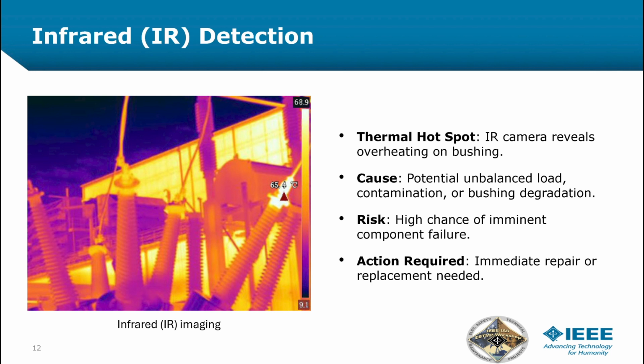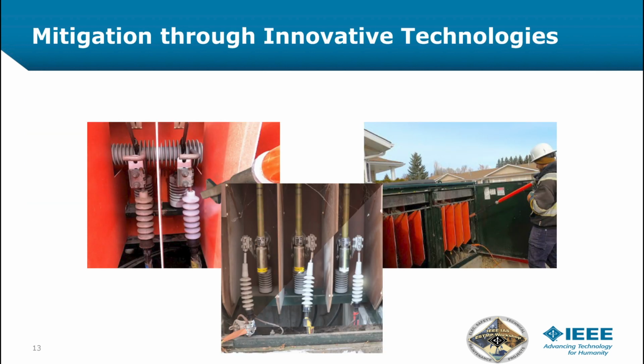Usually when we get an IR hotspot like this, the damage is already done. The action required would be immediate: repair and/or replace this particular bushing. Mitigation. These photos are actually live front switching cubicles. On the right-hand side here, you can see one of the workers out there, and he's using high pressure air and CO2 to clean this live front switching cubicle.